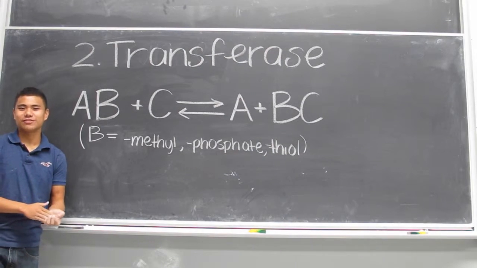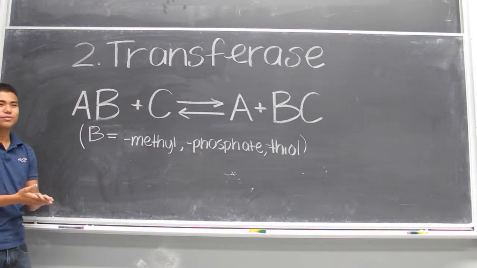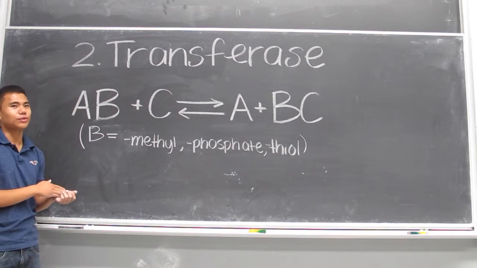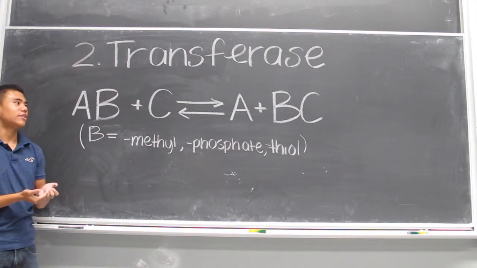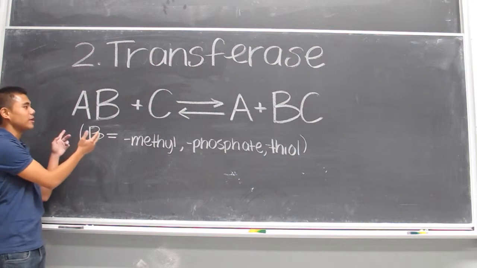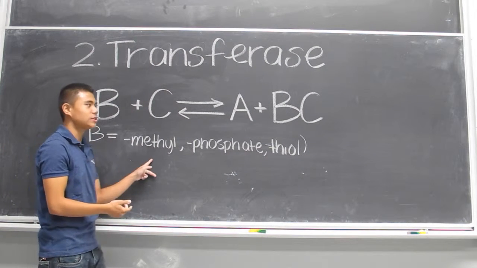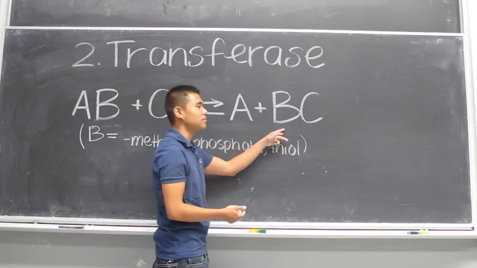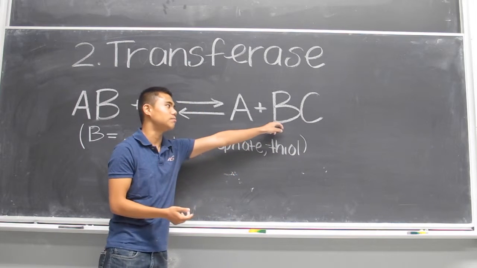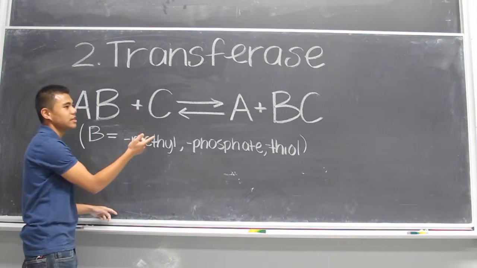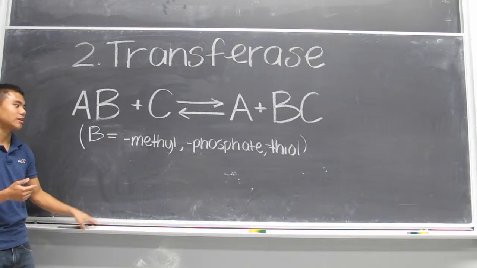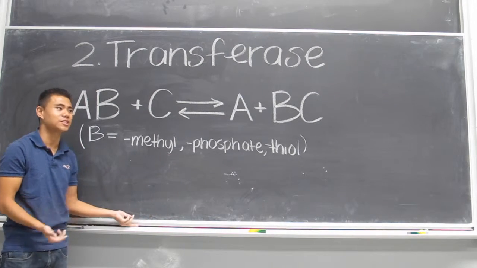Class 2 enzymes are collectively known as the transferase group, where they catalyze the transfer of a molecule from one compound to another. In this example, we can see that compound AB plus molecule C results in molecule A plus compound BC, where we see that the molecule B gets transferred from A to C. That molecule B can be any group, including methyl, phosphate, and thiol groups, just to name a few.